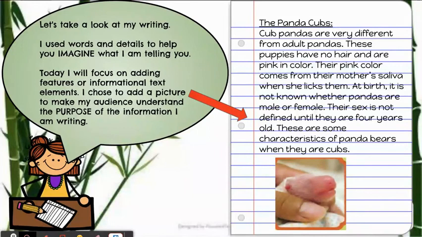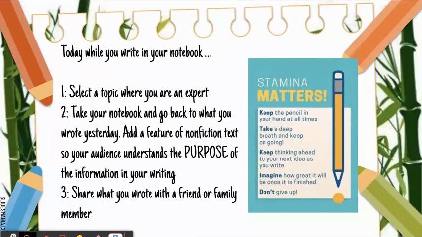All right. You want your readers to visualize what you are trying to tell them. Okay. And make sure that your audience understands the purpose of the information that you're writing, what you're trying to tell them. So again, you're going to go back to your writing that you wrote yesterday. Should be your chapter 1 topic. You're going to add a feature of nonfiction text and provide information, the purpose of your information in your writing to your audience. And you're going to share that hard work that you've just completed with a friend or a family member.